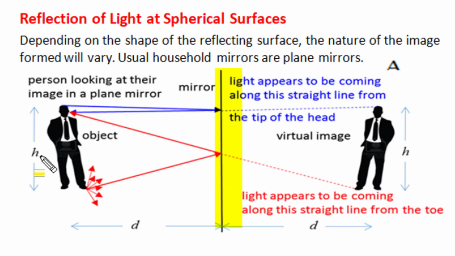When a person looks at his image in a plane mirror, the light rays from the body get reflected from the mirror, and for the person the light appears to be coming along a straight line from a faraway position, and the tip of the head is visualized here. Similarly, the light coming to the eyes from the toe appears to be coming along this straight backward projected position, and one will find his or her image at the same distance from the mirror on the back side, with the same size and in the same direction, as visualized in this diagram.